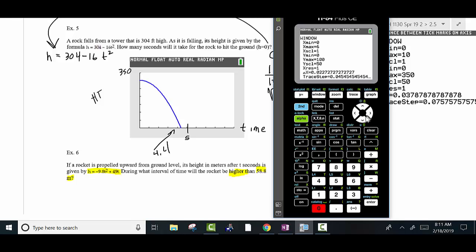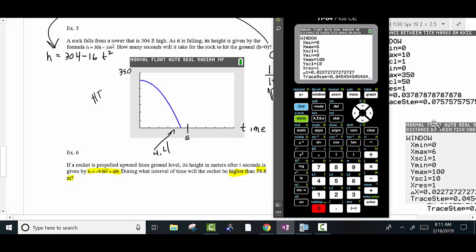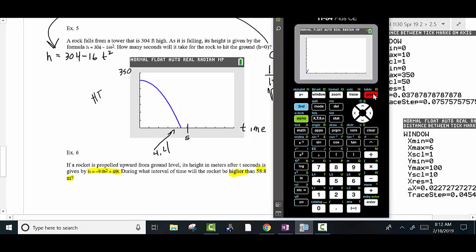And then I'll scale this by 10. You can use the same viewing picture that we have, but I think it's more viewable if you do it this way on this problem. I'll put the window over there if you need to refer to that. Then we'll put that in the graphing calculator and construct a graph. The question is, when is it going to be greater than 58.8 meters?